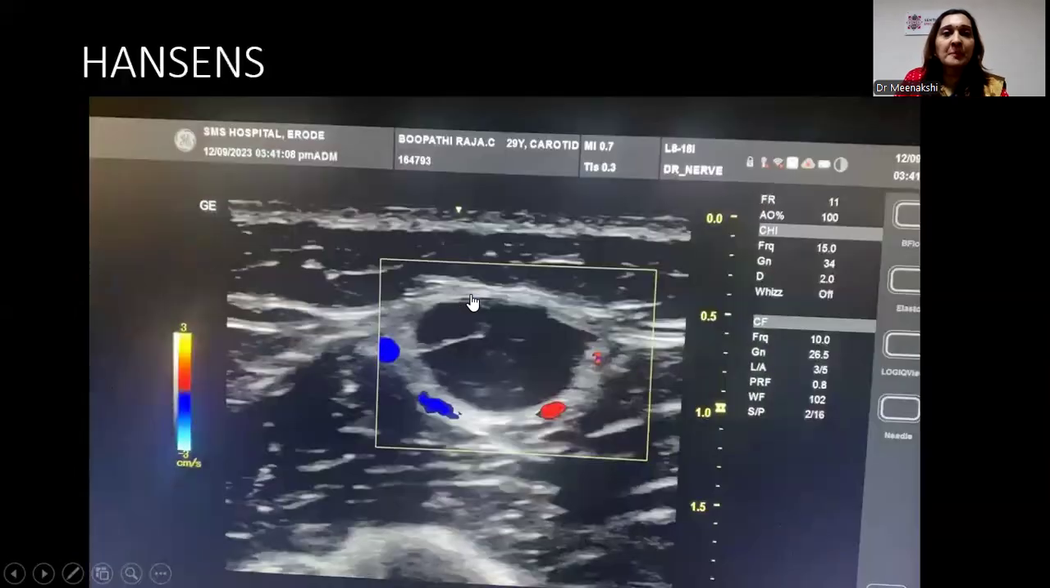So this is how a cross-sectional ultrasound of the ulnar nerve looks like in a case of Hansen's neuropathy. You can see the gross enlargement, hypoechogenicity, and there's an increased vascularity, destruction of architecture. Very classically, not at the joints, but above the joints. This is found about 2 to 3 centimeters above the elbow joint.